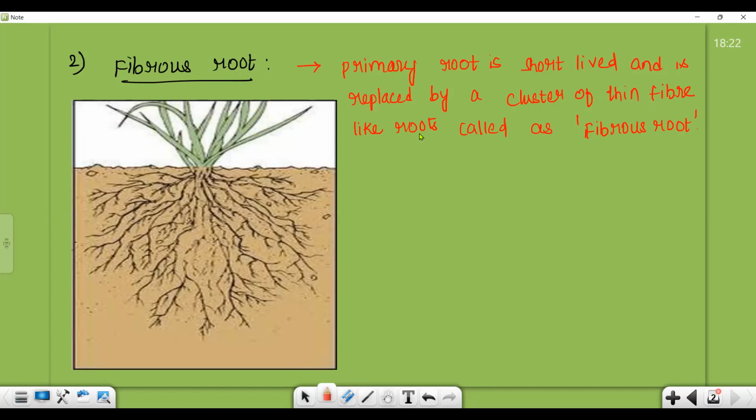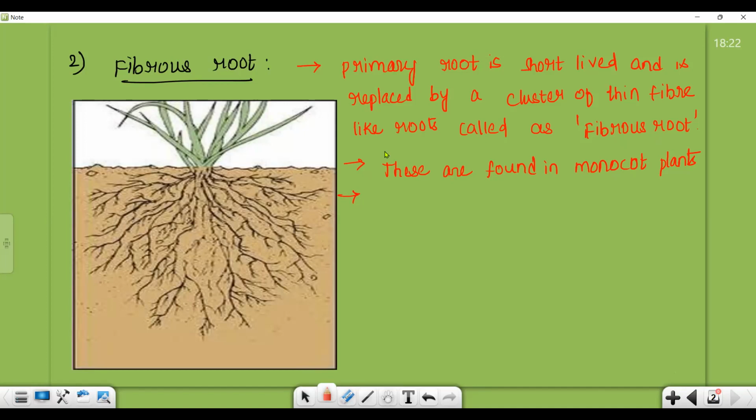These are found in monocot plants. Monocot plants means the plants which have a monocot seed. So you cannot break that seed into two halves. Okay, understood? Mono means single, single cotyledon. Ma'am, that means rice plant also has fibrous roots only. Yes, you can tell wheat, maize, barley. I'll show you how they are.